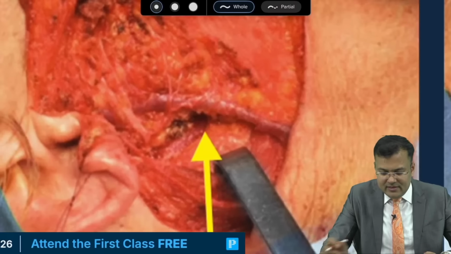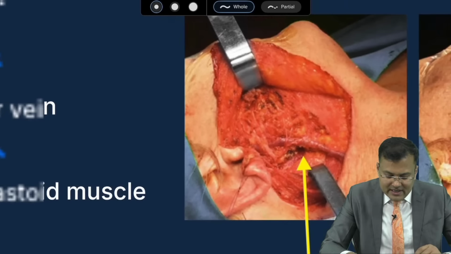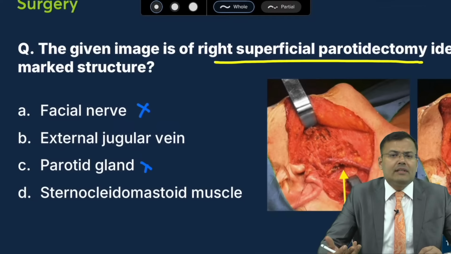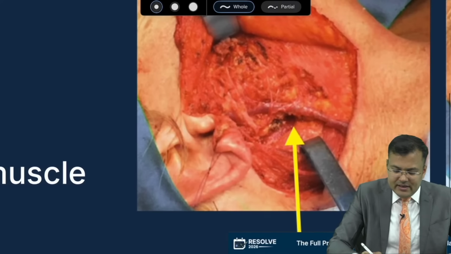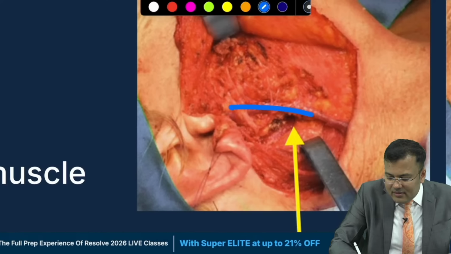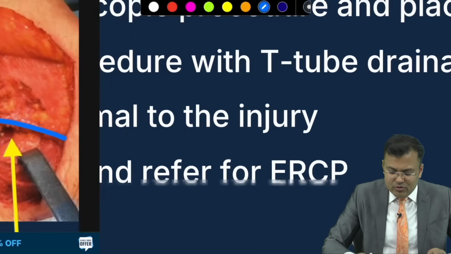Can you tell me which vein? So, guys, this is the vein. Which vein? Right. So, guys, this is the external jugular vein. It's not the parotid gland, and it is obviously not the muscle. So, it's very, very easy. Clear? You can notice here that this is the vein, and this vein is the external jugular vein.